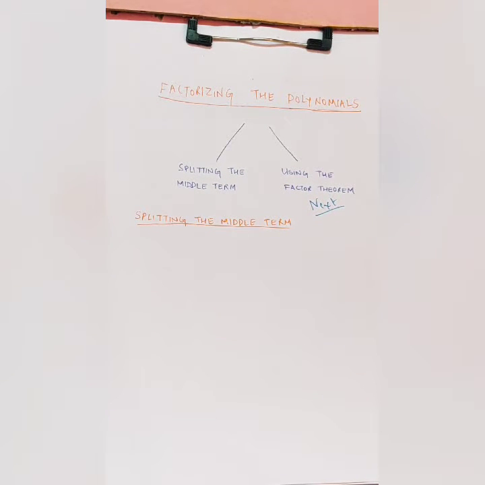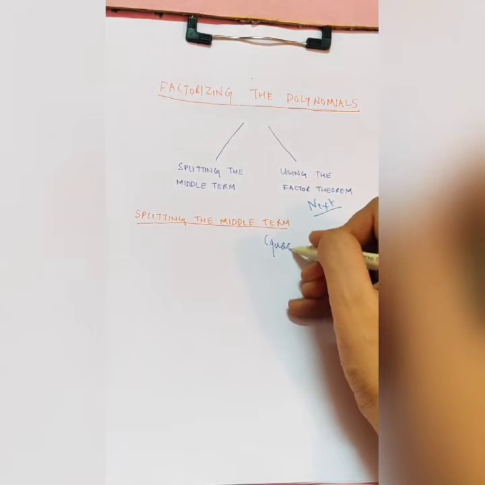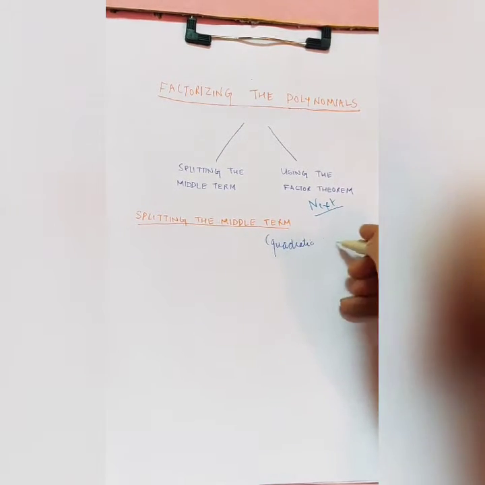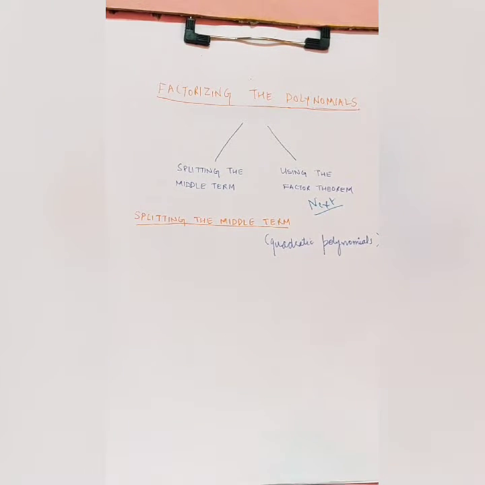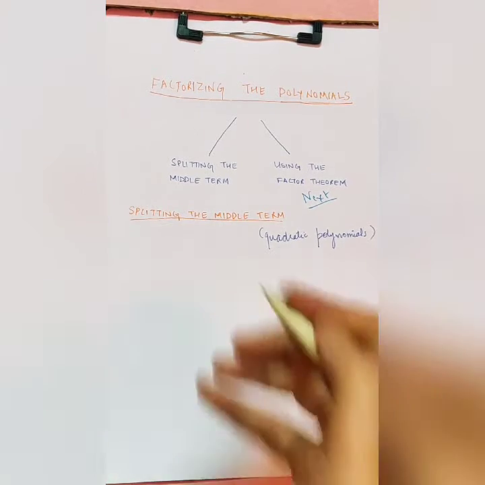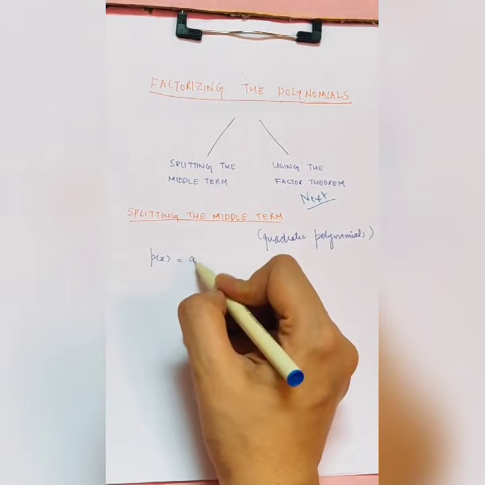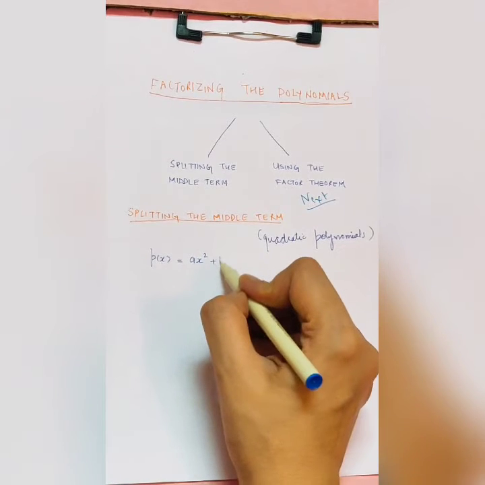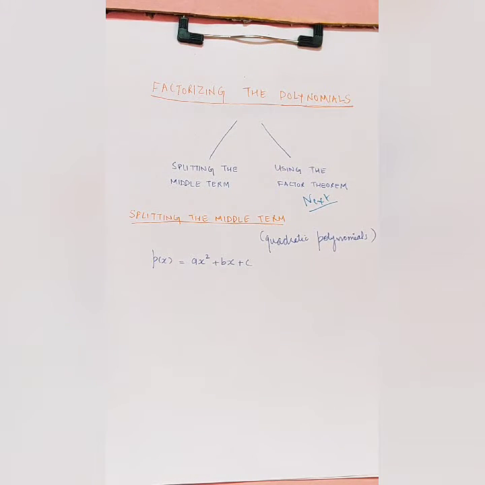Now this method is very useful when we are dealing with quadratic polynomials. Quadratic polynomials are the polynomials with degree 2. That is a polynomial of this type, ax square plus bx plus c.